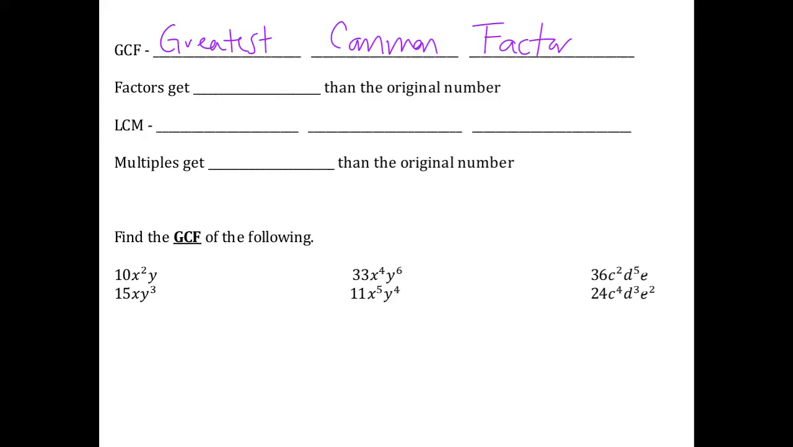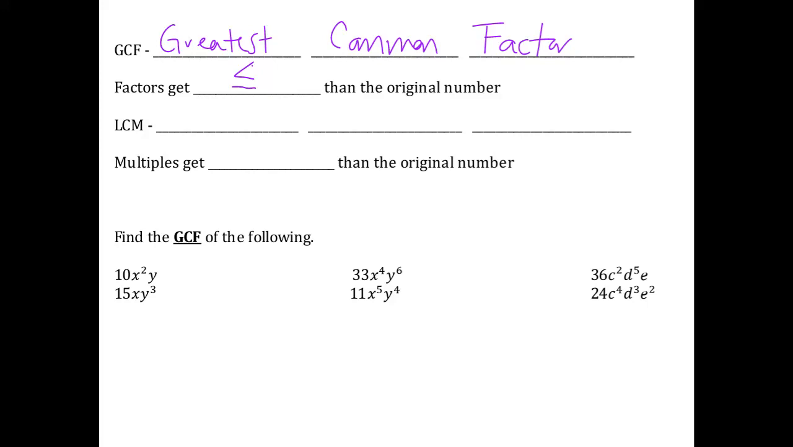The second line there says factors get blank than the original number. So if we look down here at the first example, we've got 10x squared y and 15x y cubed that we're going to be finding the GCF of. If we want to find the greatest common factor of just the 10 and the 15 first, would those numbers potentially get bigger, smaller, or stay the same than the original? What are your thoughts? Well, if you were thinking smaller, you were on the right track. We definitely want the less than sign, but they can also be equal to. It's not going to happen for this first example, but we will find that the greatest common factor can be the same as one or potentially both of the numbers given if they're the same.